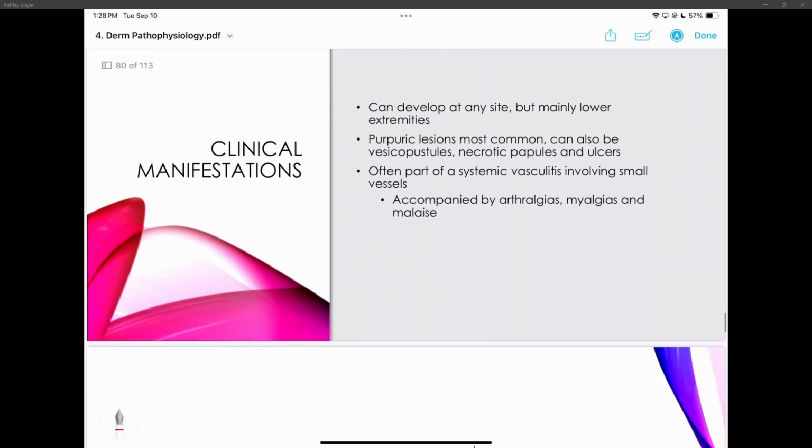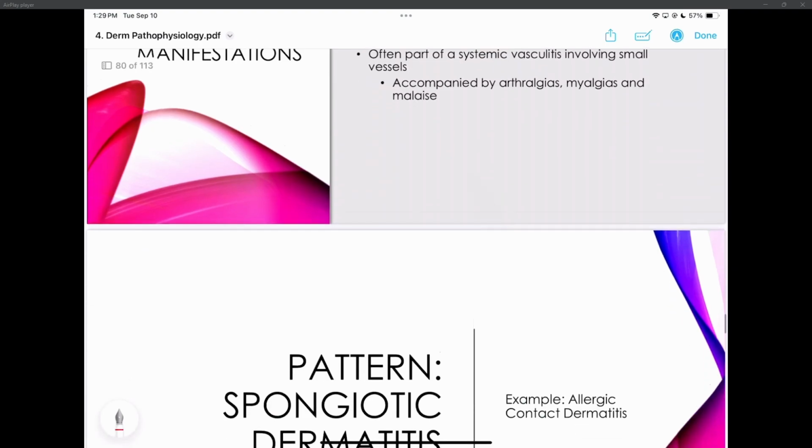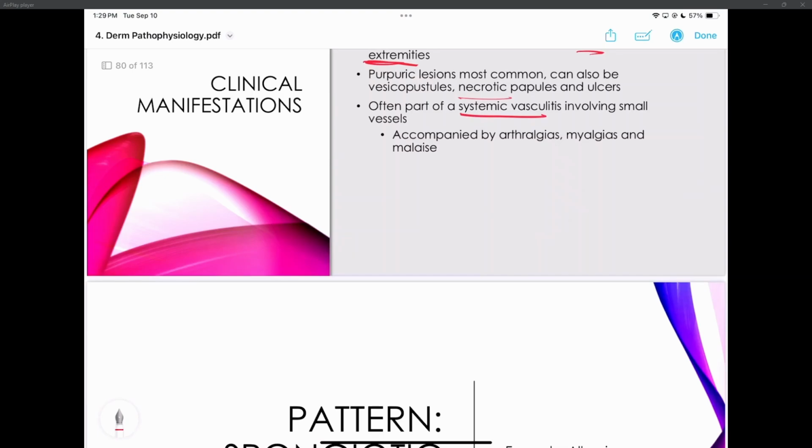Clinical manifestations of this type of dermatological process can be at any site, but mainly your lower extremities. The purpuric lesions are most common, but they also have some vesiculopustules or necrotic papules. Some ulcer formation can occur as well. Often part of a systemic vasculitis involving small vessels. May have some arthralgias, myalgias, malaise with it as well. So there's some underlying infection going on.